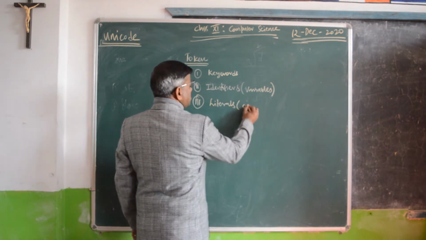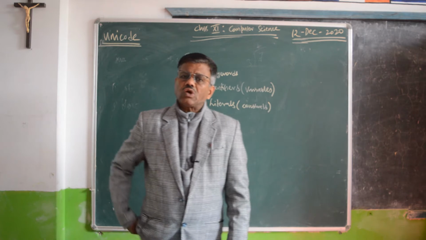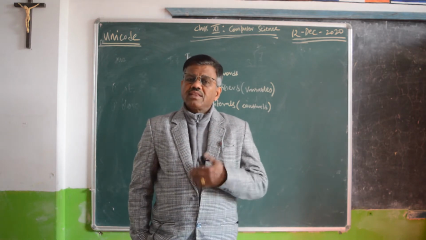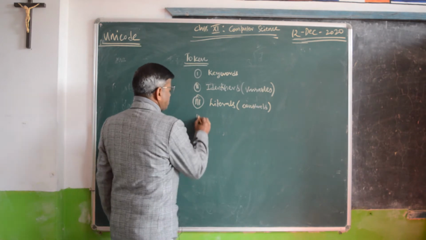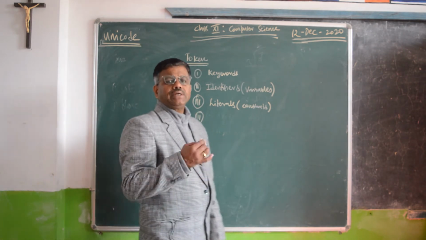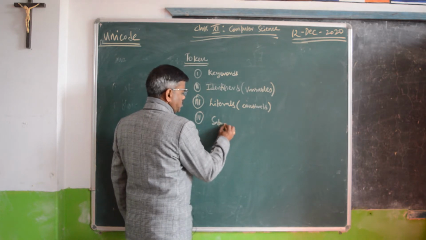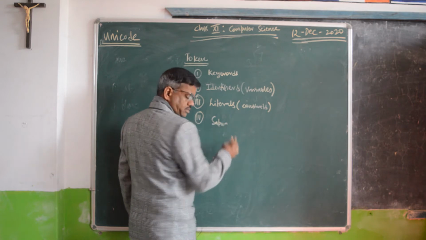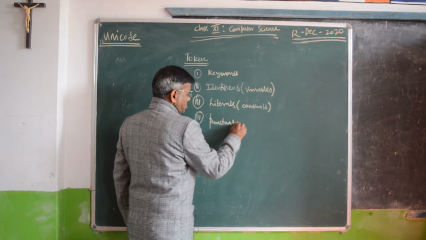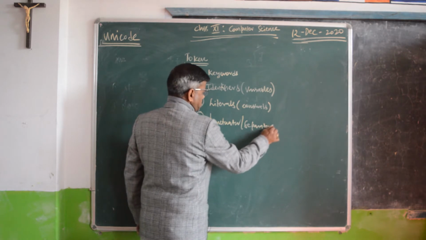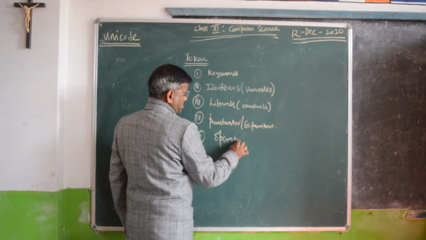The third one is called literals. In other words, formerly people were calling them constants. What do we mean by constants? Constants are the ones which always have a fixed value at the time of execution. The fourth one is called separators; some say separators, some say punctuators. Both are one and the same. Separators or punctuators. And the fifth one is called operators.